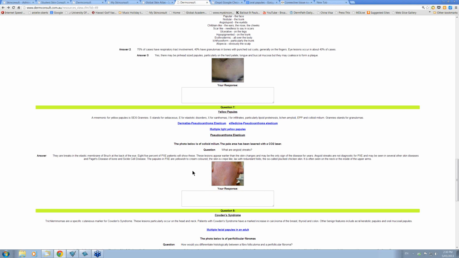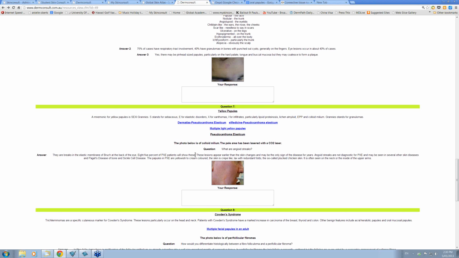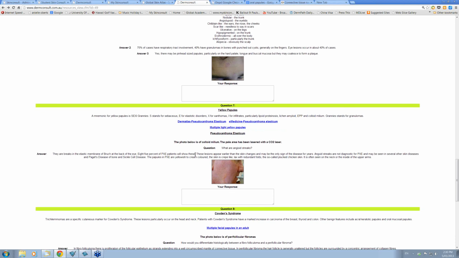Question there, what are angioid streaks? From memory, there's something to do with Pseudoxanthoma elasticum. These are breaks in the elastic membrane of Bruch's membrane at the back of the eye. 85% of PXE patients will show these. So that's why you've got to get an ophthalmoscope and look at the back of the eyes in patients with suspected Pseudoxanthoma elasticum.